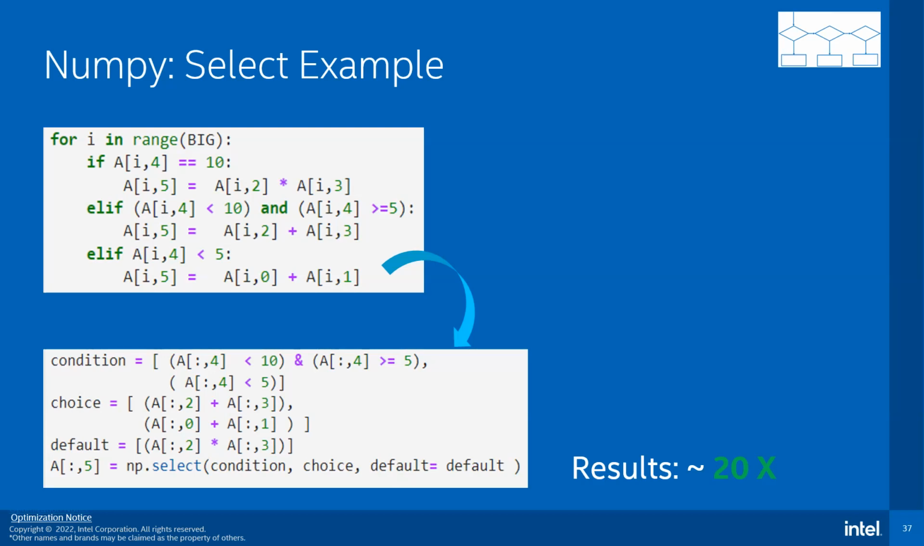So in this case, I take the choice where I say A comma 2, plus A comma 3. That's the 0th element of the choice, so it matches the 0th element of the condition clause. So those things get bound together. Element 2 of the condition clause gets bound to element 2 of the choice clause. And then I have a default clause. So if none of those conditions hold, I'll apply the default. So I can replace the logic up above with this thing down below, and I call one select statement, and this is 20 times faster in this case.